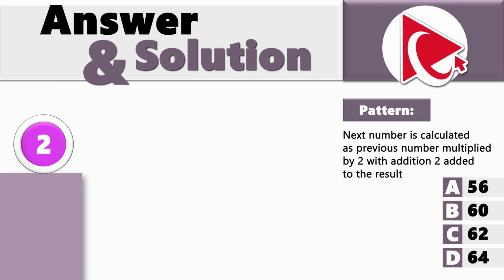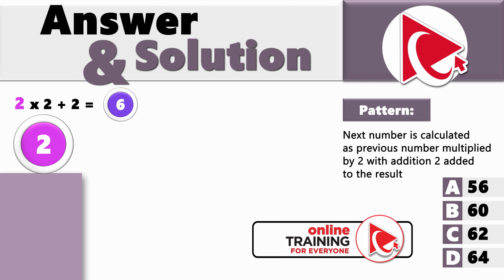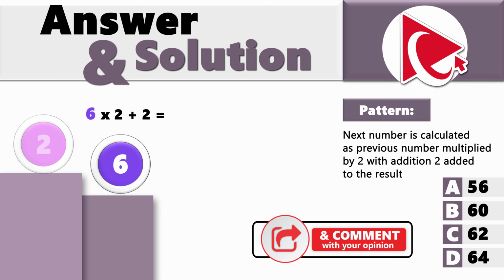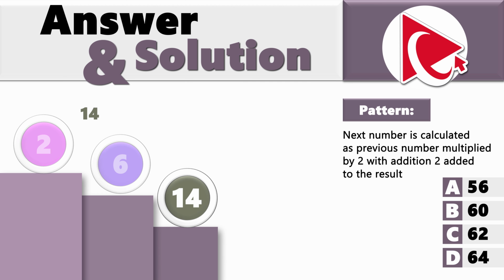As it falls to the next step, the calculation is to multiply 2 by 2 and add 2. So the end result of this is 6. As the ball continues falling, you need to multiply 6 by 2, add 2, and the end result of this is 14, which is the next number. As we continue, 14 multiplied by 2 plus 2 equals 28 plus 2, which equals 30.